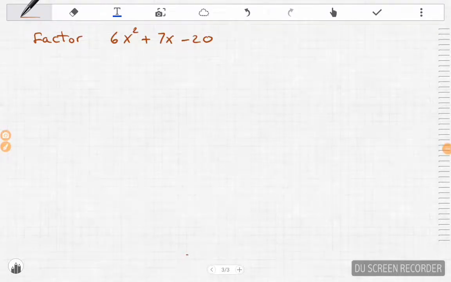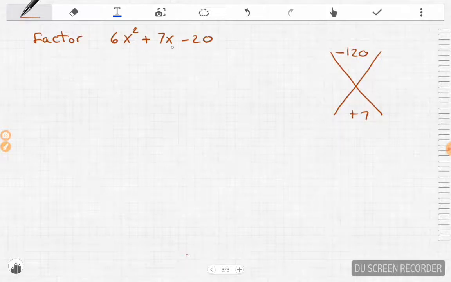Example number 3, I want you to factor 6x squared plus 7x minus 20. Again, I'm going to use a diamond problem like we said before. Multiply the a times c. I'm going to multiply 6 times negative 20. They give me negative 120. And the sum will be positive 7.